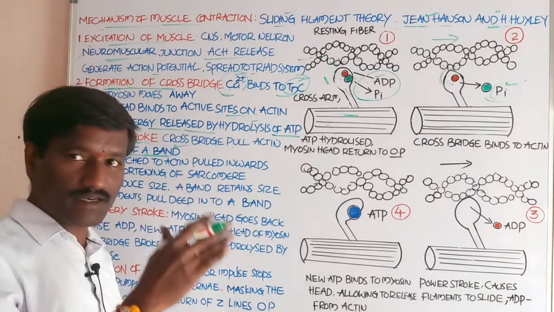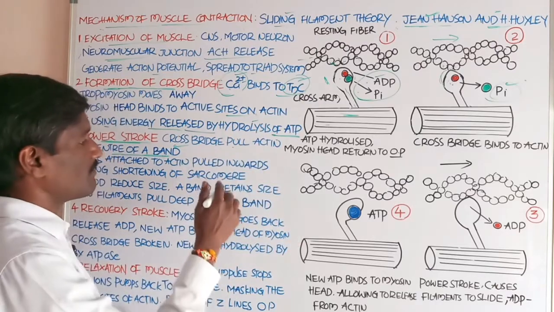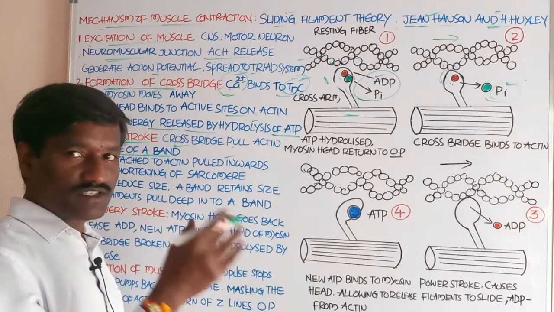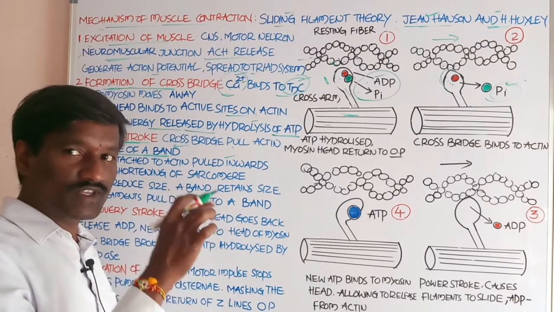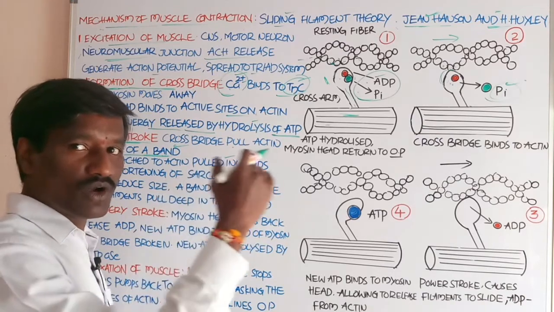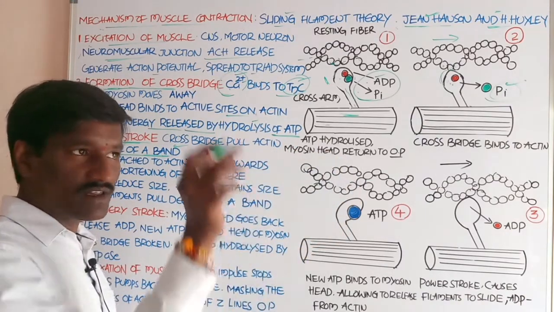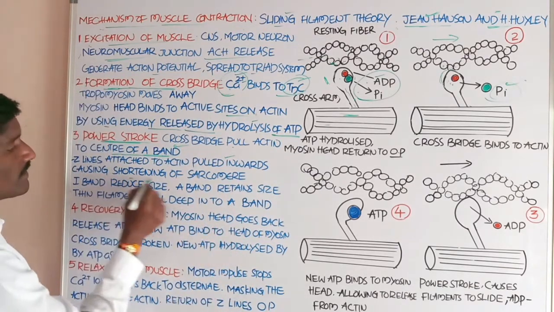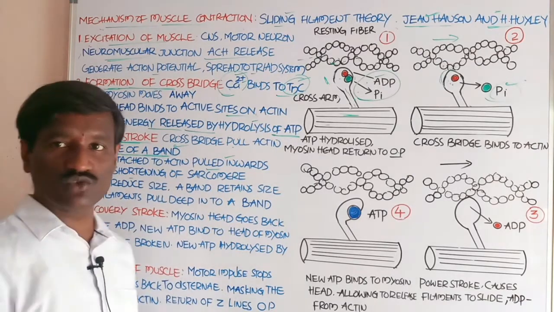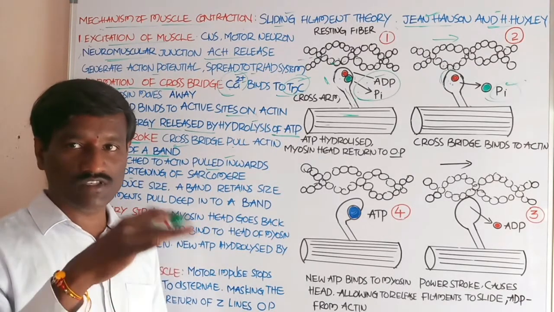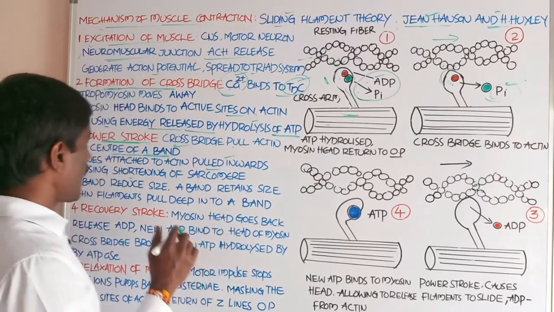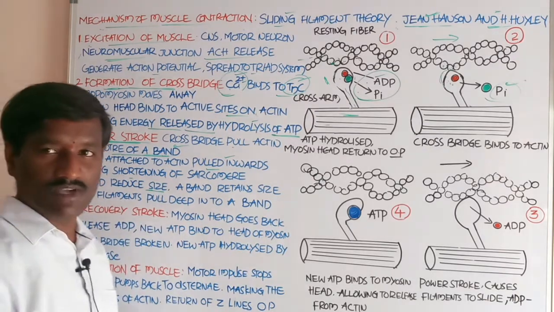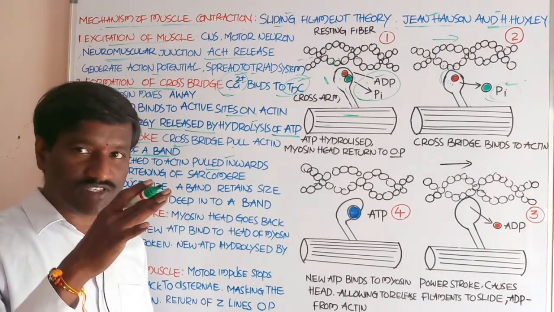The Z lines that are attached to the actin filaments are pulled inwards toward the middle region of the sarcomere, causing the shortening of the sarcomere. It finally leads to the shortening of the entire sarcomere, and at the same time the I band reduces its size.